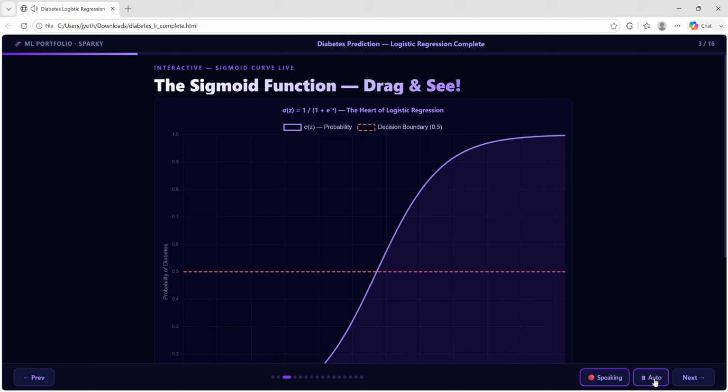Here is the live sigmoid curve. The x-axis is z, the weighted sum of patient features. The y-axis is the predicted probability of diabetes. Notice the beautiful S-shape. At z equals 0, probability is exactly 0.5, that is our decision boundary. Drag the slider to change the z value and watch the probability update. Try dragging to a high positive value, notice the probability shoots up towards 1, meaning diabetic.